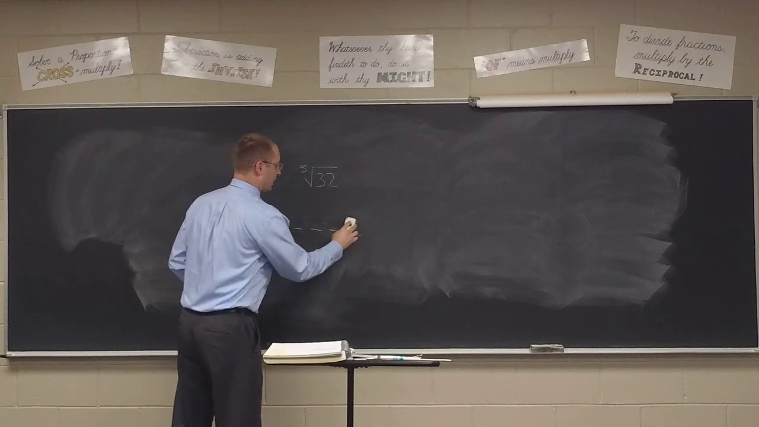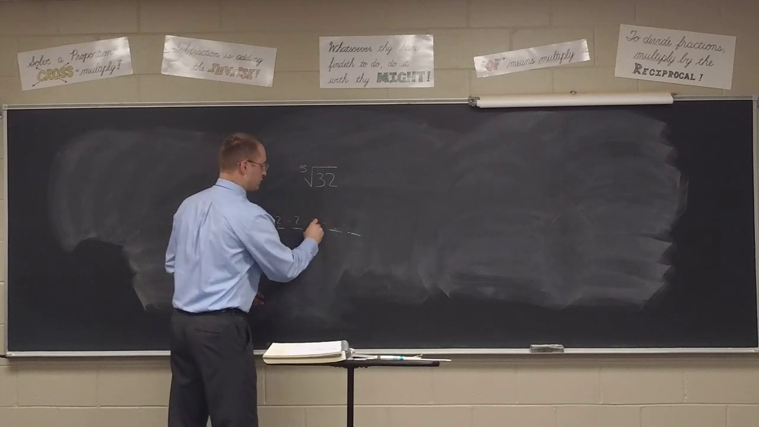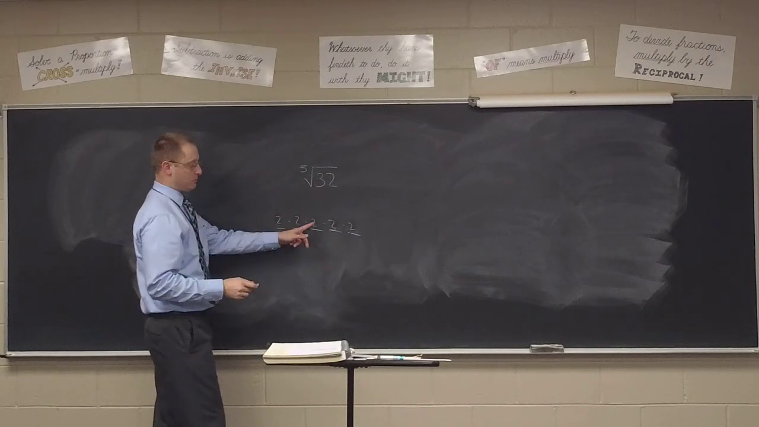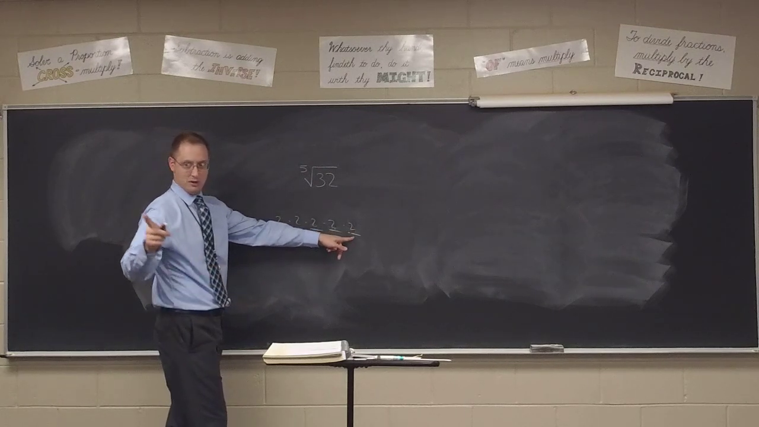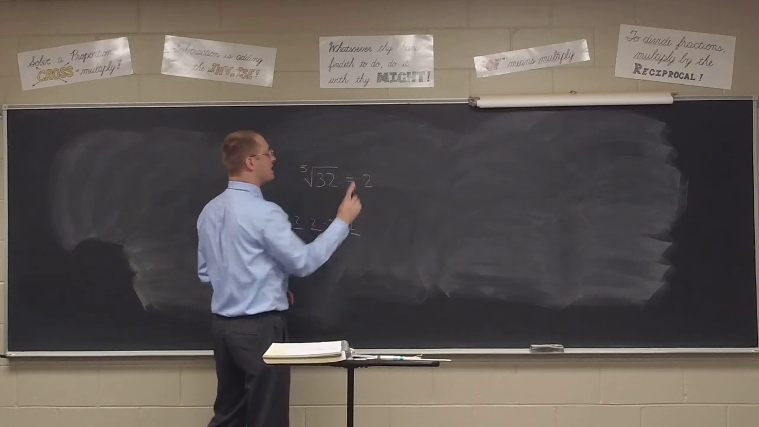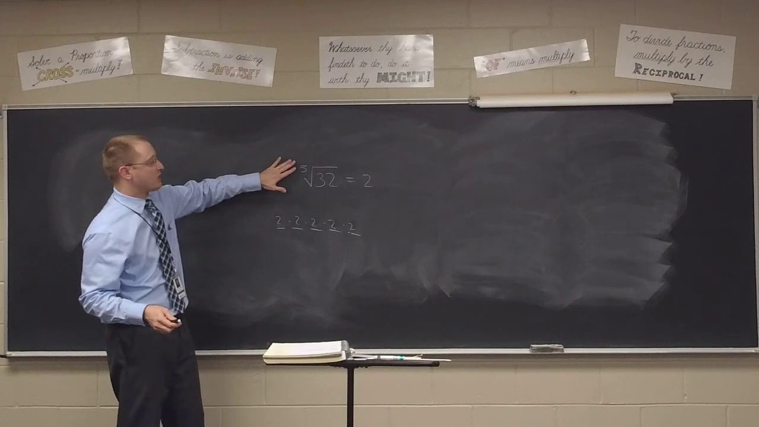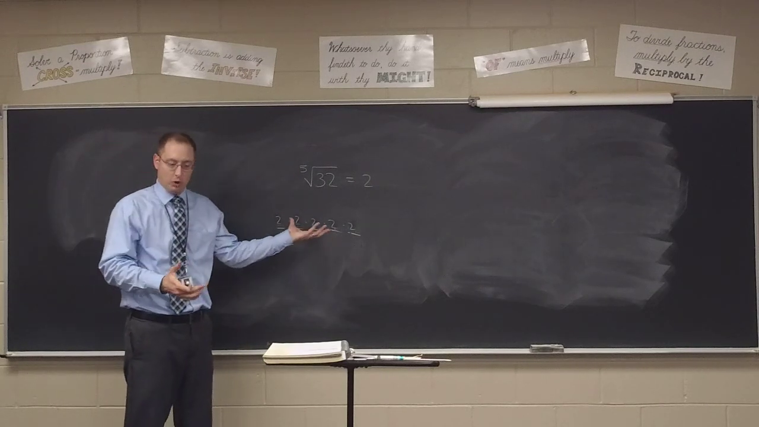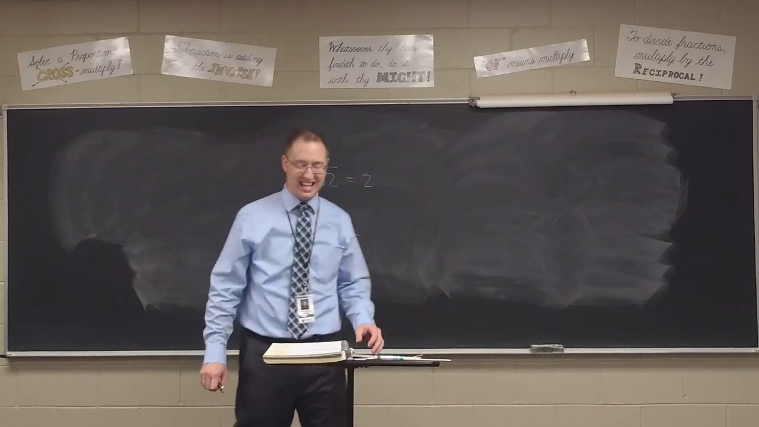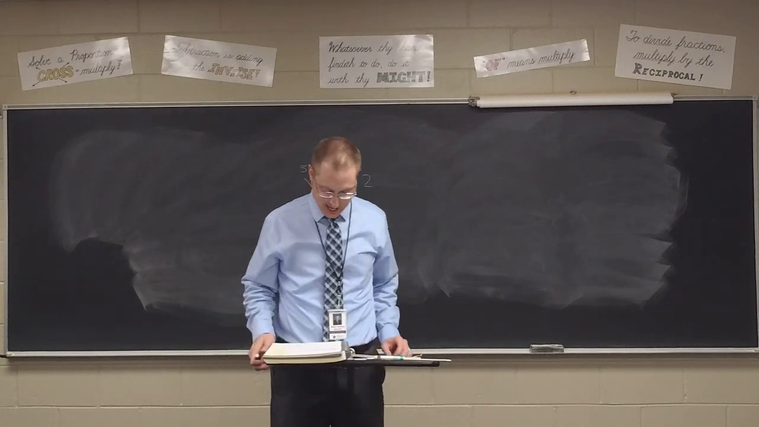Is it 2? All right, let's try 2. 2 times 2 times 2 times 2 times 2. 2 times 2 is 4, times 2 is 8, times 2 is 16, times 2 is 32. Bingo, there it is. Apparently 2 is the fifth root. And again, the root just says what was used as a factor a whole bunch of times. So a root is simply the inverse, or the opposite, of an exponent.